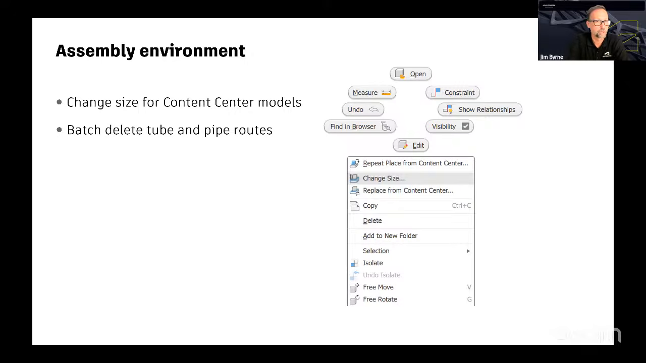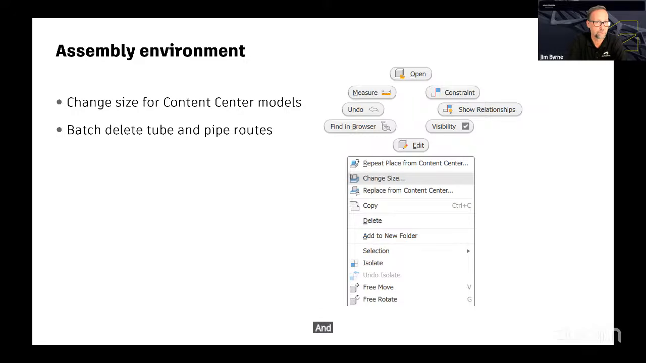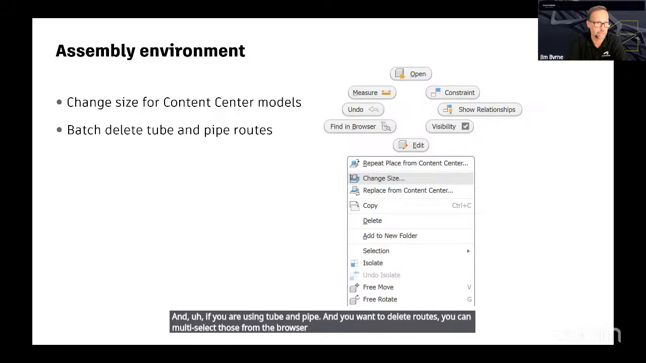If you have multiple, let's say, fasteners inside of your assembly, you can control select over more than one of them and change the size all at once. And if you are using tube and pipe and you want to delete routes, you can multi-select those from the browser and delete them at the same time.